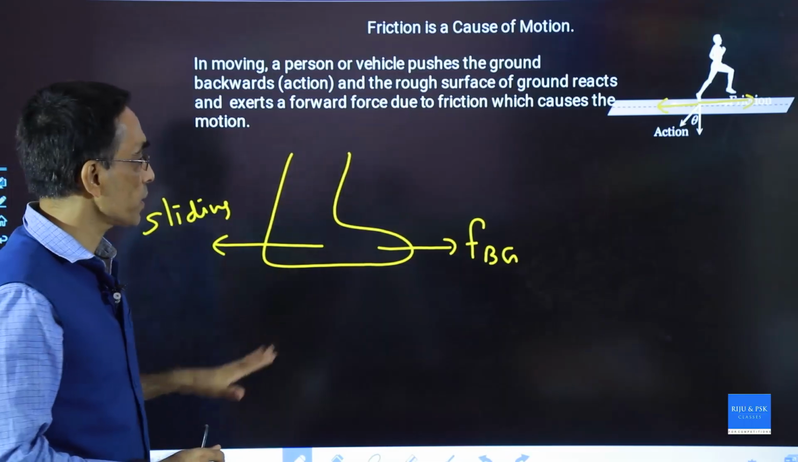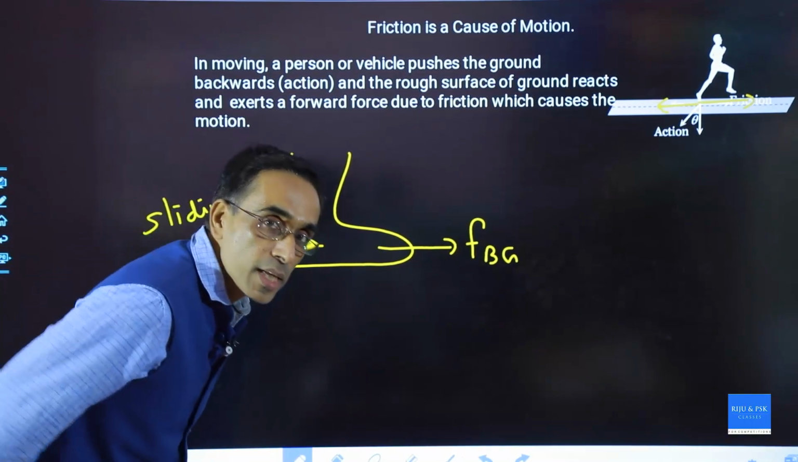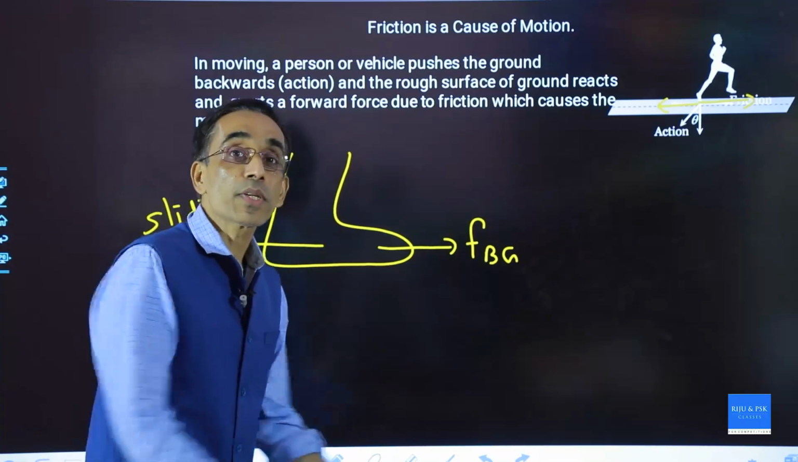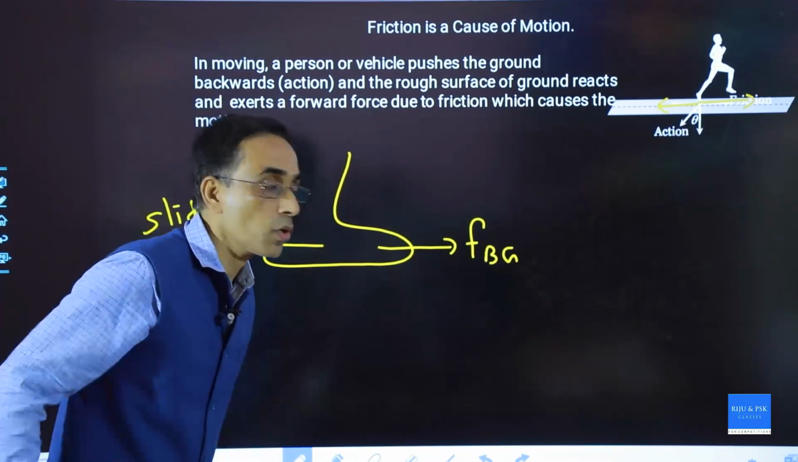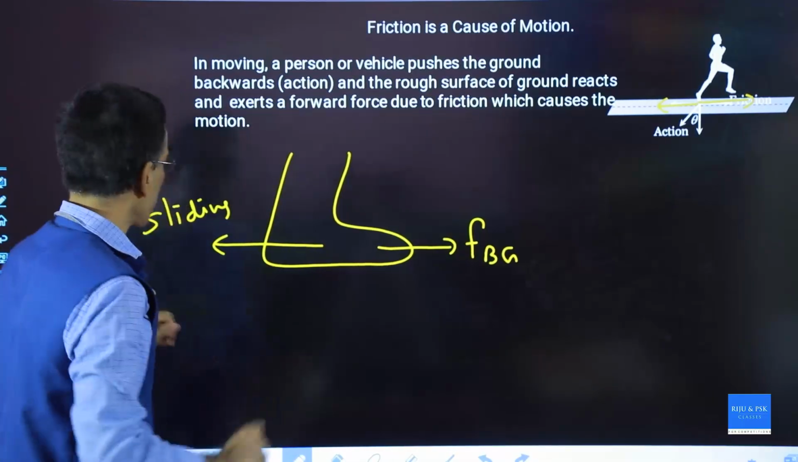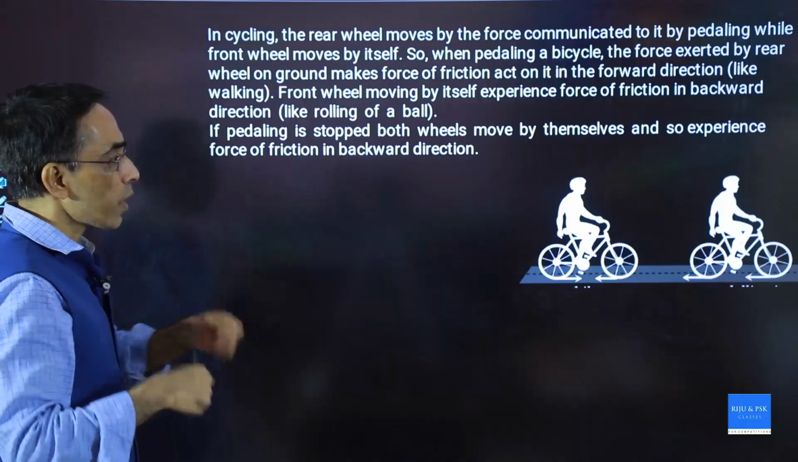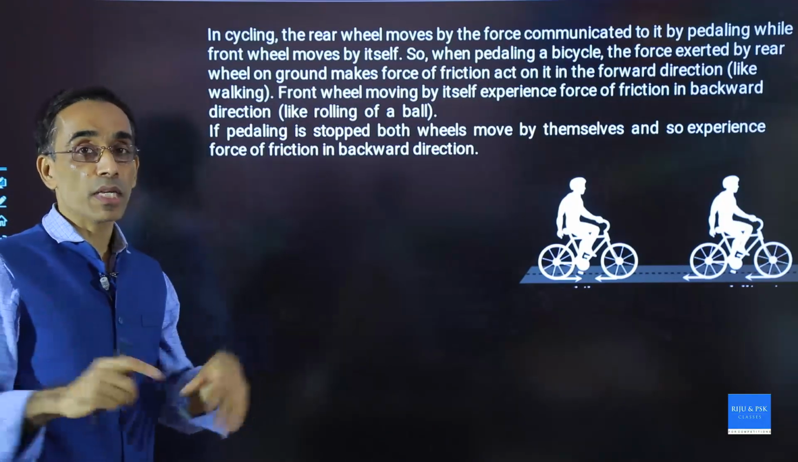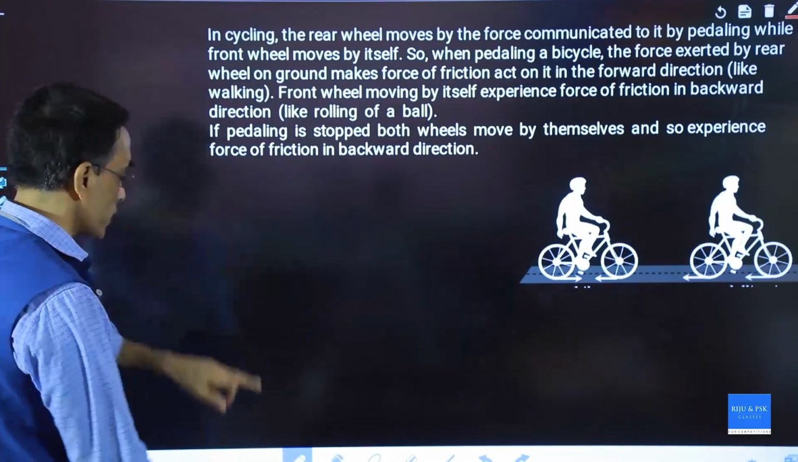So this is an important point that you should understand. You are pressing the floor backward and you are getting friction in the forward direction. Without friction, you won't be able to walk. That's why on a slippery surface, you tend to fall, because you want to get this friction in the forward direction. Okay. Second point, when you are riding a bicycle, there is a very amusing one. When you ride a bicycle, the friction is moving your bicycle.